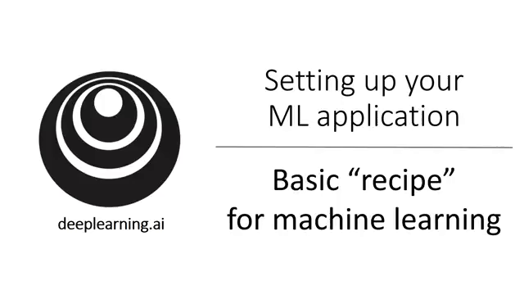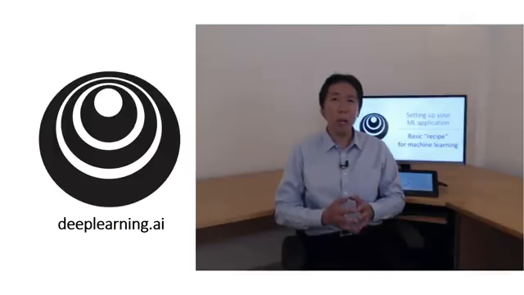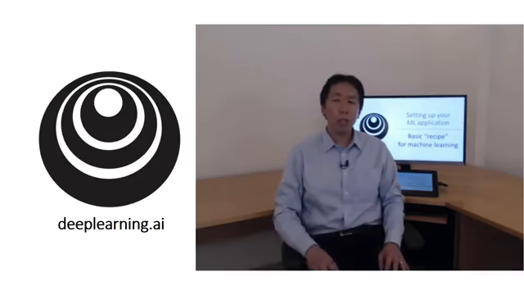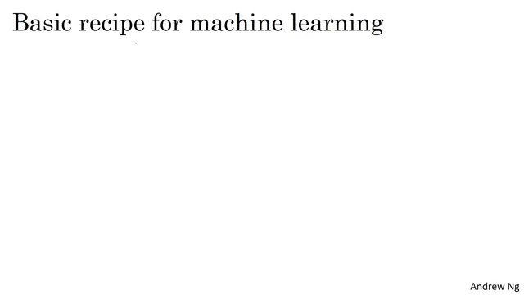In a previous video, you saw how looking at training error and dev error can help you diagnose whether your algorithm has a bias or a variance problem, or maybe both. It turns out that this information lets you much more systematically go about improving your algorithm's performance, using what I call a basic recipe for machine learning. Let's take a look. When training a neural network, here's a basic recipe I would use.